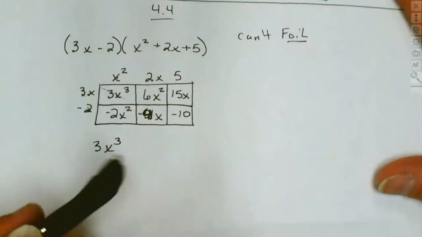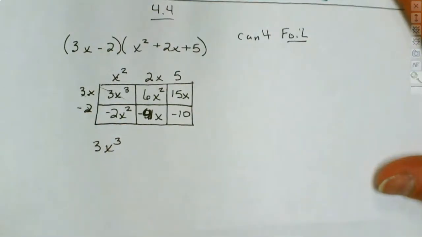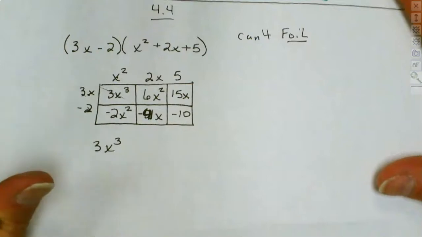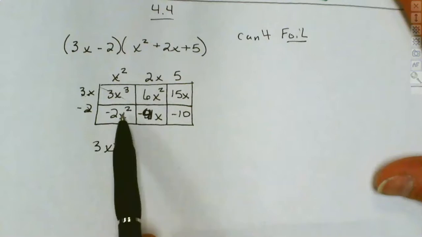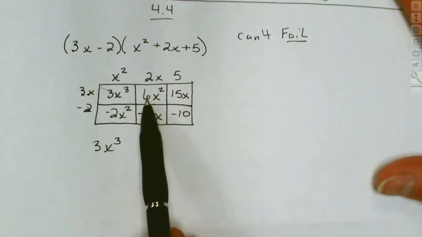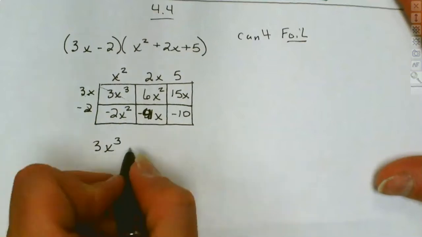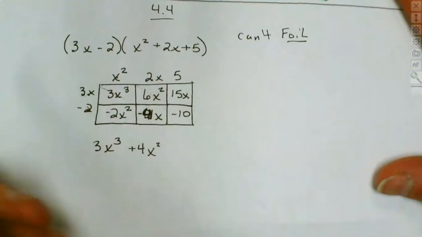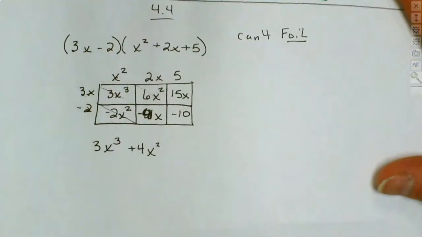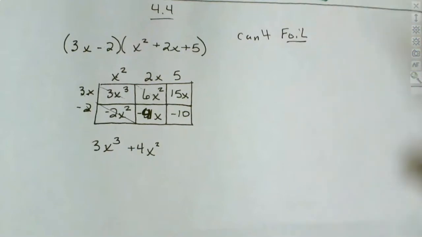Now, what about the diagonals? Well, the diagonals, in most cases, will add together. These are both x squared on this diagonal, aren't they? So they can add together. So 6 minus 2 makes 4x squared. Gone, and gone. So you can add on these diagonals most of the time, unless there's some odd power, but most of the time you're going to be able to add on these diagonals.